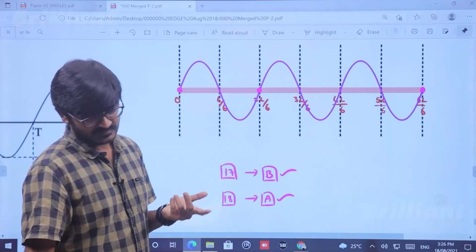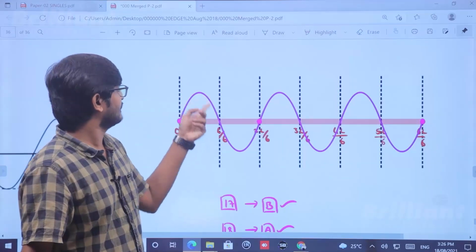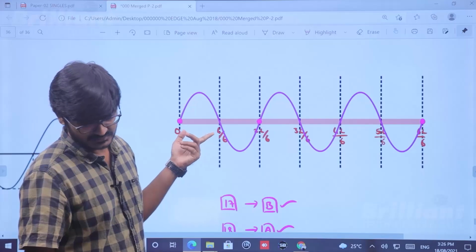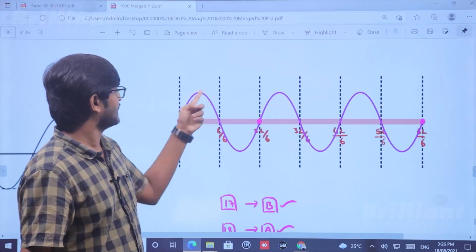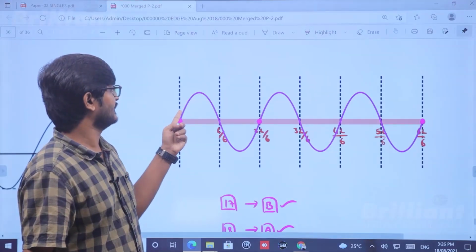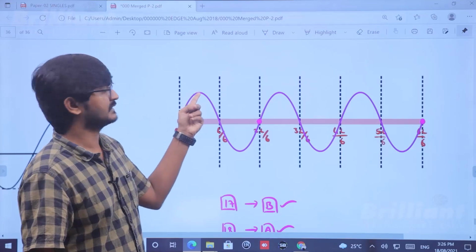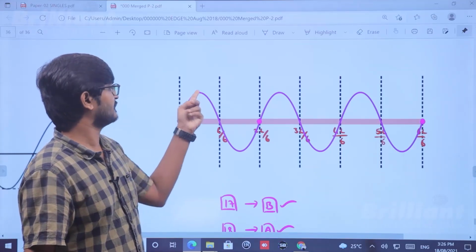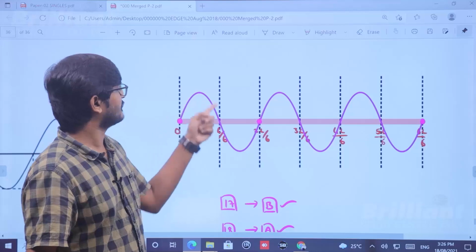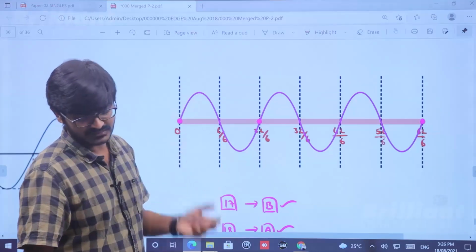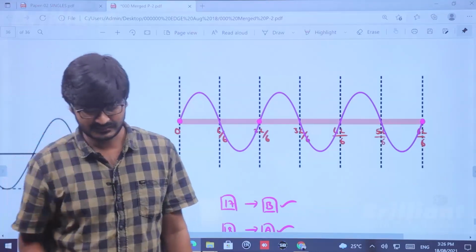And how many particles are in phase between 0 and L by 6? All these particles are in phase. So when this particle goes to extreme, this particle also goes to extreme. When this particle comes to mean position, this particle also will come to mean position. All the particles are in phase. So option A will be correct, right?